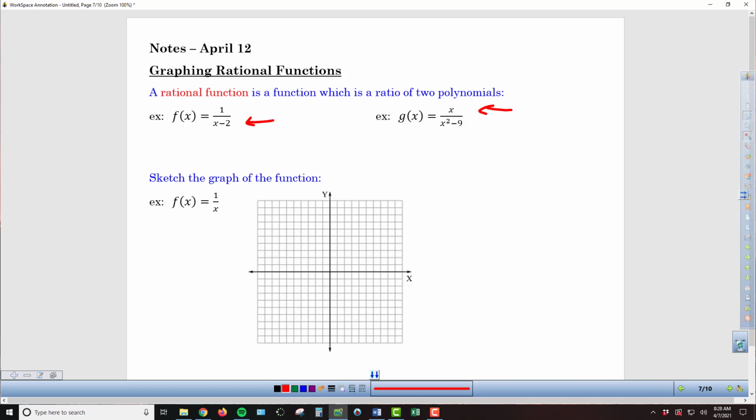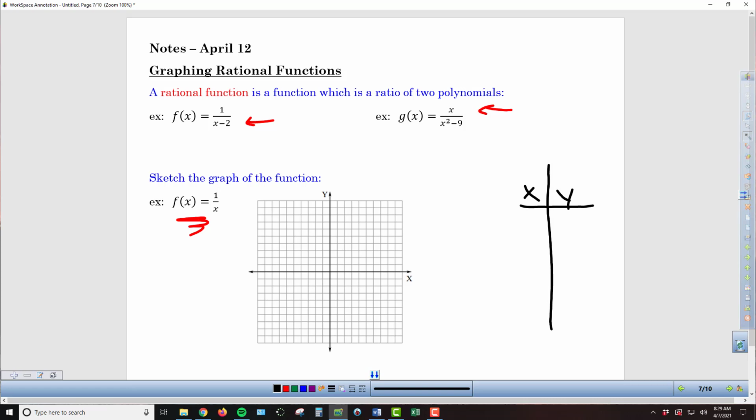Now, the most basic rational function is the one that we see here, f of x equals 1 over x. So we want to generate what the graph of this looks like so that we can use it as a building block for other more complicated graphs that have some other elements occurring in the function, like what we see in the two examples at the very top. So it might be useful for us to make a t-table to help generate some xy coordinates to start to get a feel for what this graph looks like.